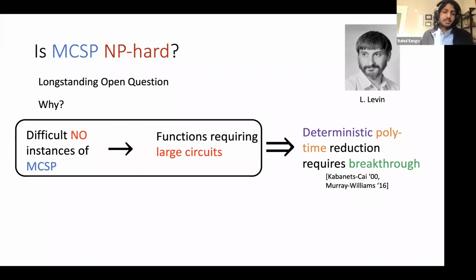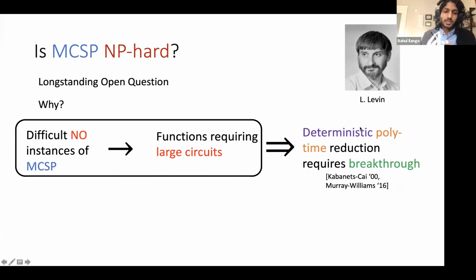So what does that mean? Does that mean that understanding whether MCSP is NP-hard might be a very difficult question that we should put to the side and come back to later? Is this something that we're ready to attack right now? I actually think so, or that we can attack it, but maybe not in this lens.